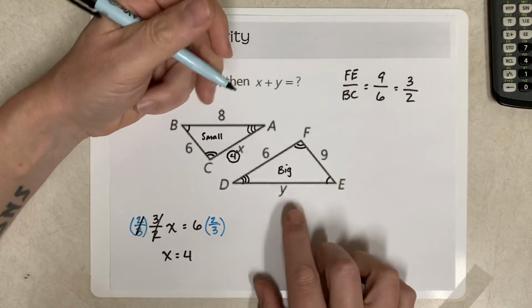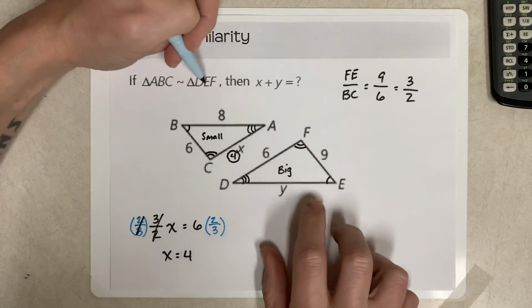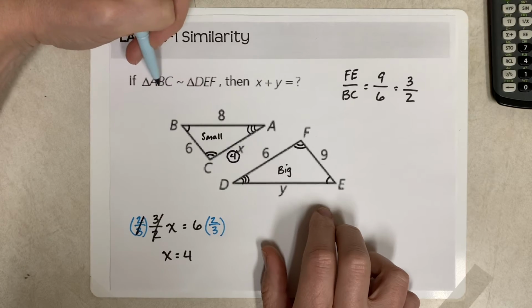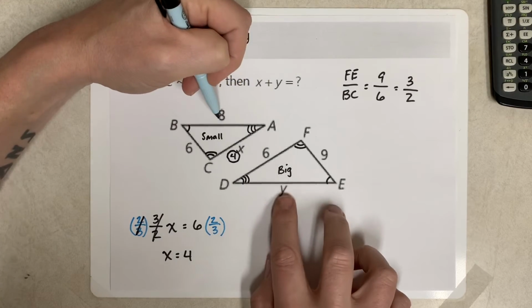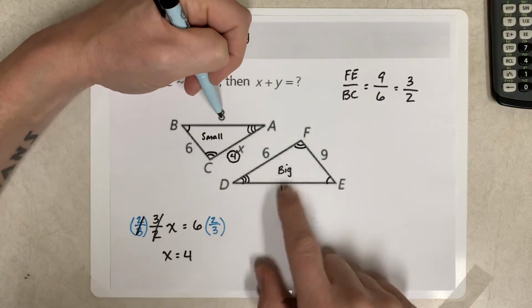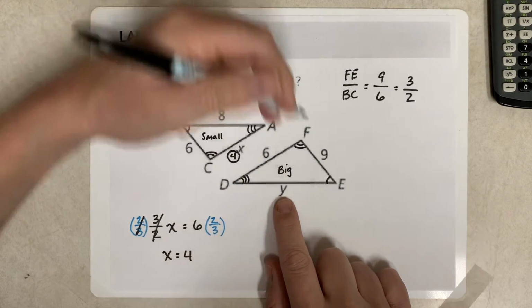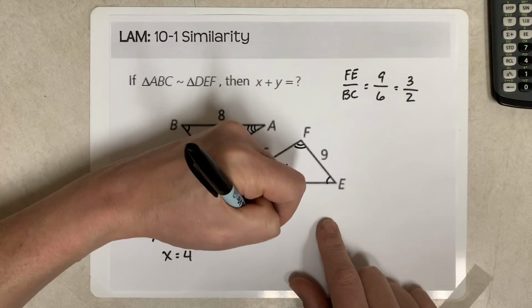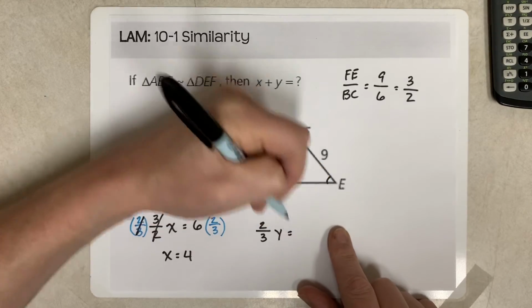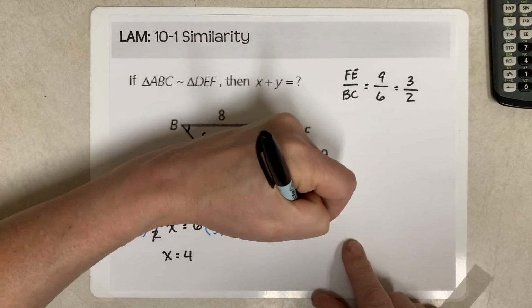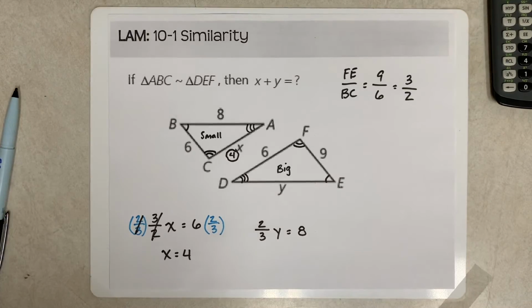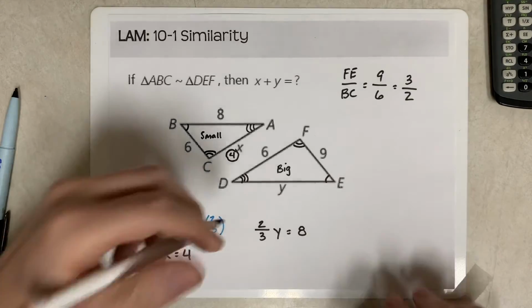Now let's find y. Y is DE. DE is matching up to AB. So if AB is 8 and DE is y, to go from bigger to smaller, I got to multiply by the reciprocal, which is 2/3. So 2/3 of y is equal to 8. So now I'm going to multiply by reciprocal.